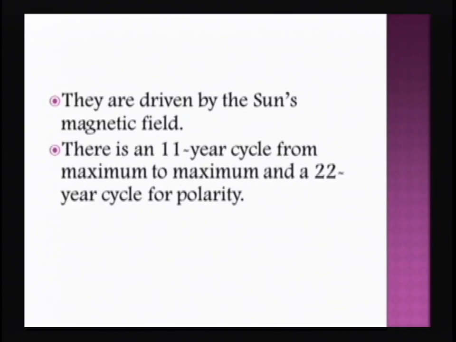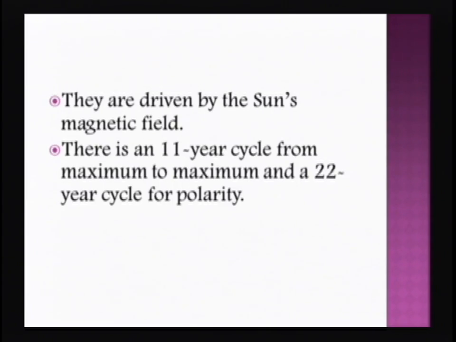So we know that they're driven by the sun's magnetic field. We know there's an approximate periodic 11-year cycle from maximum to maximum. So every 11 years seems to have a maximum. And again, that's every approximate 11 years. They go from maximum to maximum. But that doesn't mean that during the point that you have a minimum, you can't get some really massive sunspots showing up, because we know that happens as well.